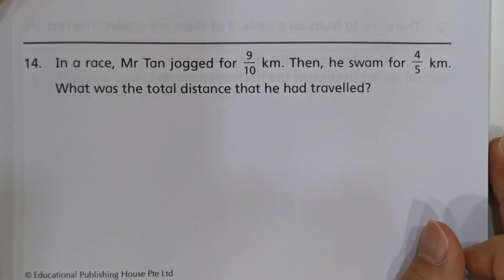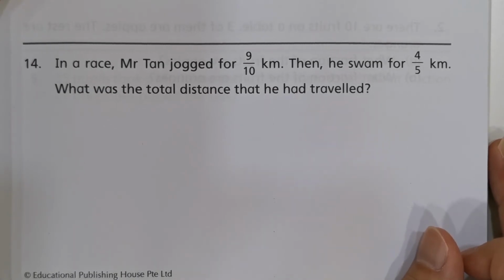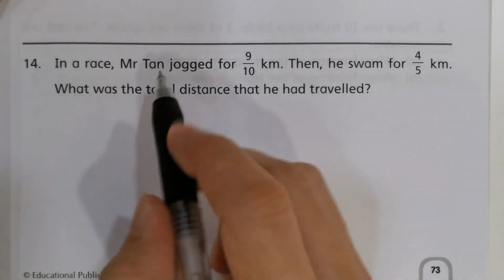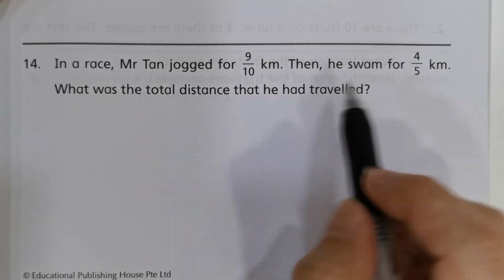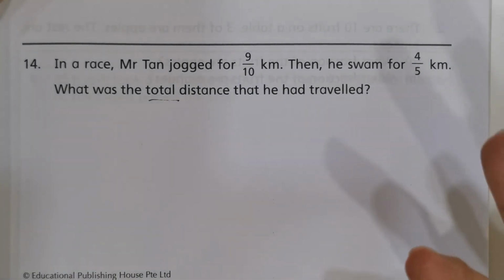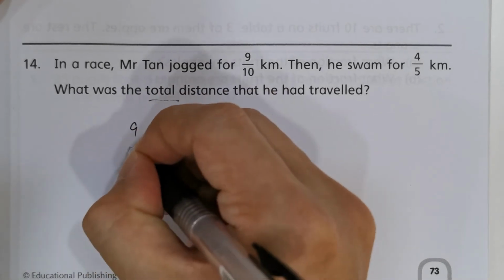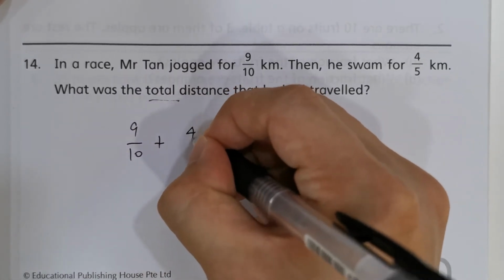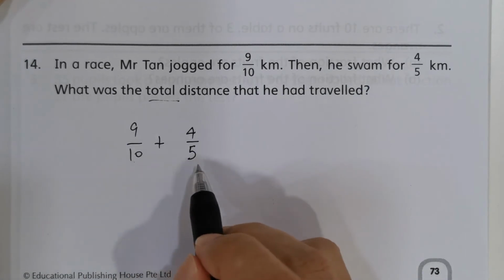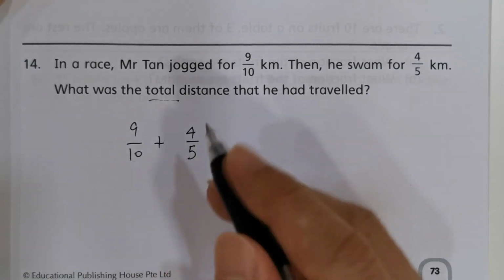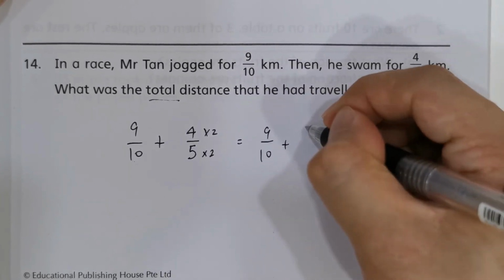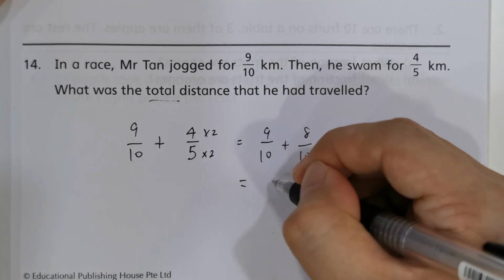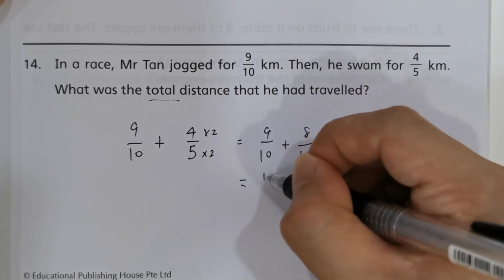In a race, Mr. Tan jogged for 9 over 10 kilometers, then he swam for 4 over 5 kilometers. What was the total distance that he had traveled? He jogged 9 over 10. He swam 4 over 5. So they want the total. Total is to tell you to add them up. So 9 over 10 plus 4 over 5. Now look at the denominator. Always remember to make the denominator the same. Times 2, times 2. So 9 over 10 plus 8 over 10. So we have 9 plus 8, 17 over 10.